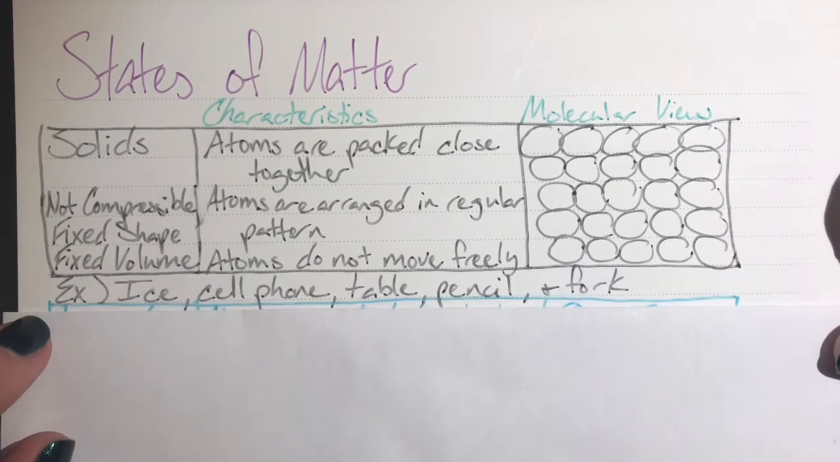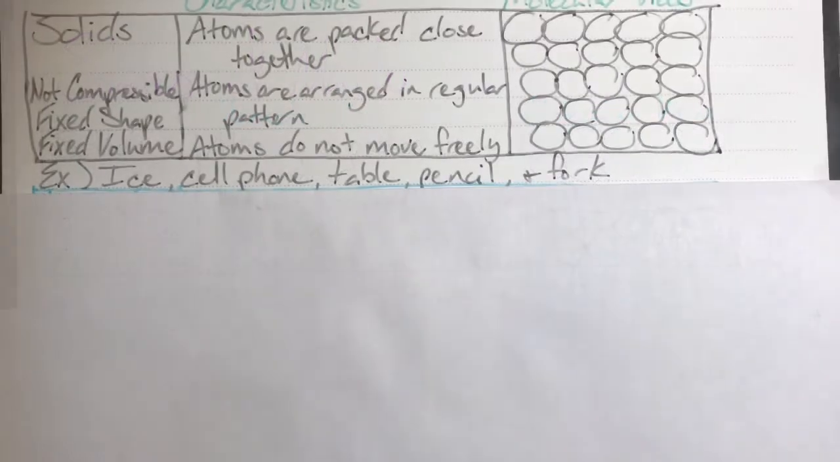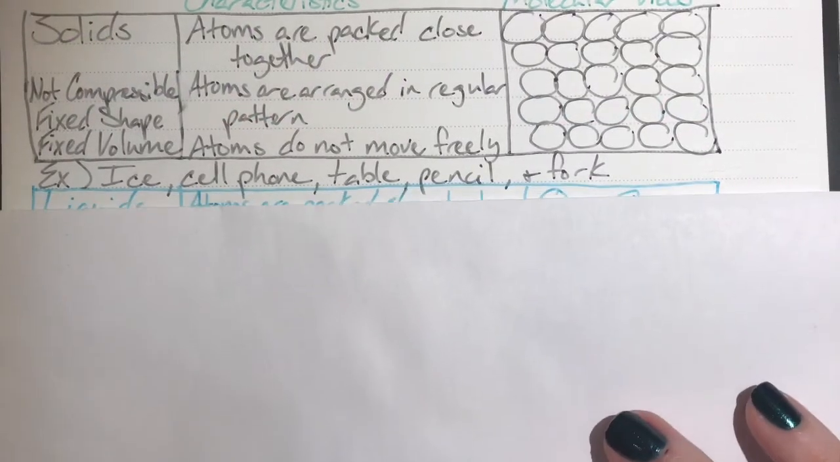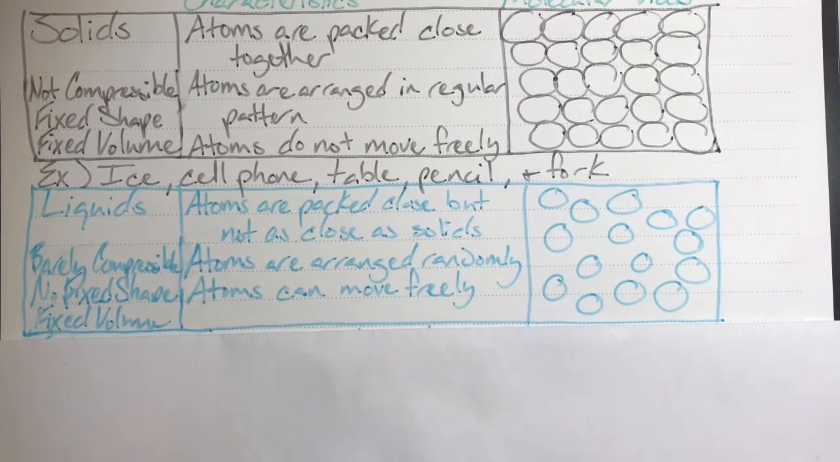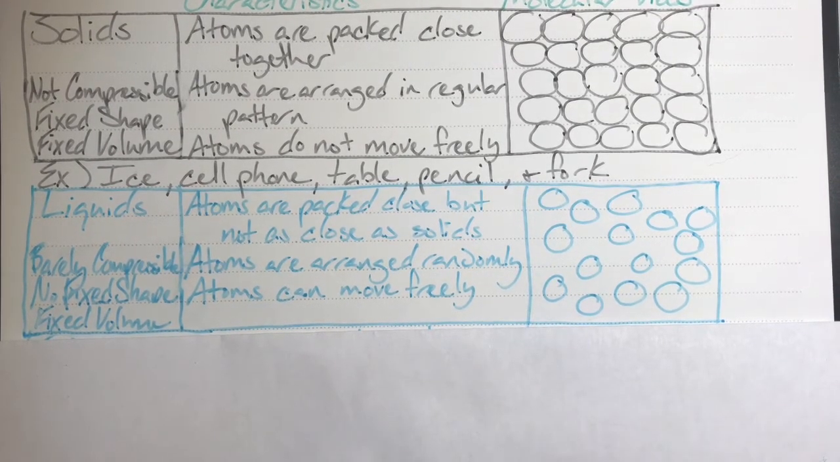Some examples of solids include, but are not limited to, ice, a cell phone, a table, pencils, and forks. Next, we're going to be talking about liquids. So liquids are going to be barely compressible, which means that there is some room between my atoms so I can technically get them in tighter, but it's going to be very difficult for me to compress them, so they're just ever so barely compressible.